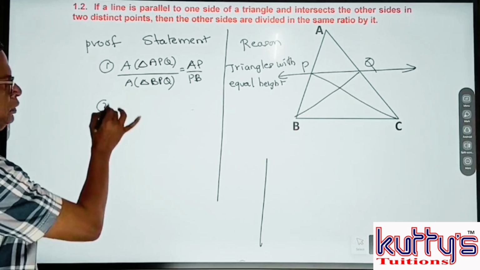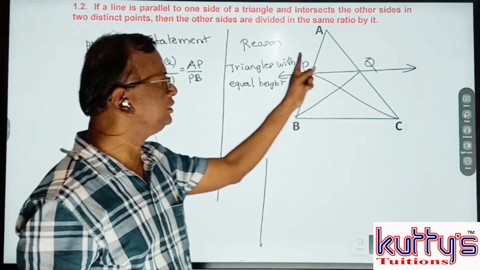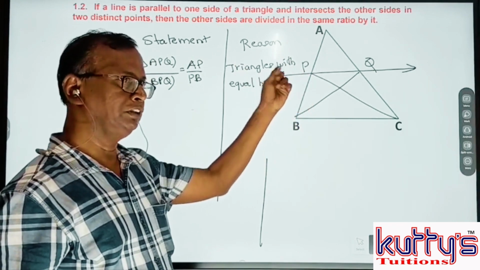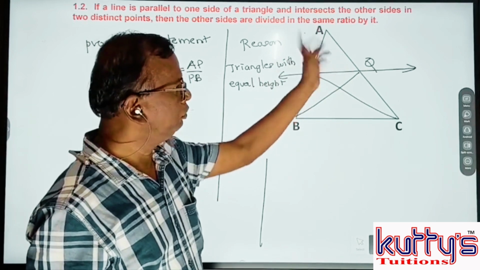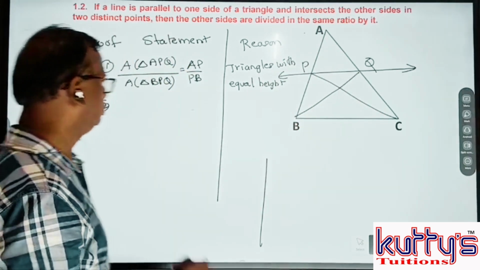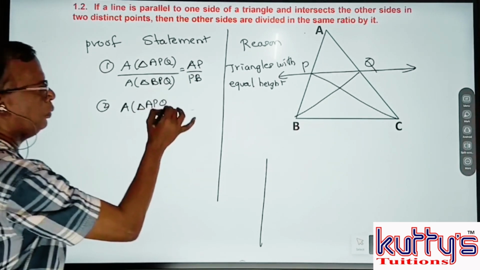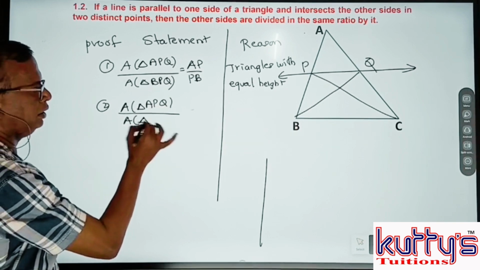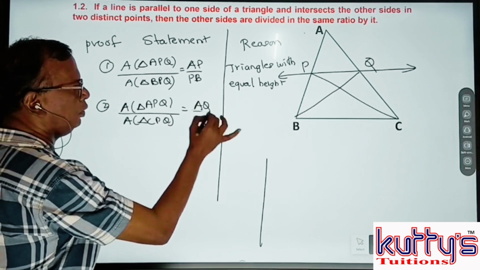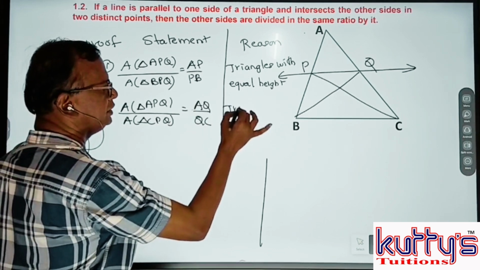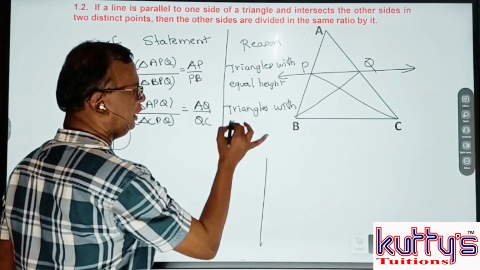Okay. Come to the second step. Now, triangle APQ and triangle CPQ have the same vertex what? P. Once again same vertex P. So height is what? Same. So what is the base? AQ. For the other triangle, what is the base? QC. So here, second step, area of triangle APQ upon area of triangle CPQ. What is the base here? That is AQ upon QC. Reason is the same: triangles with equal height.